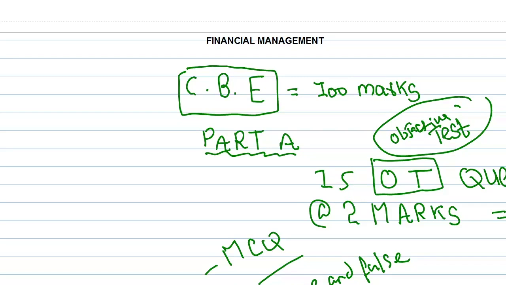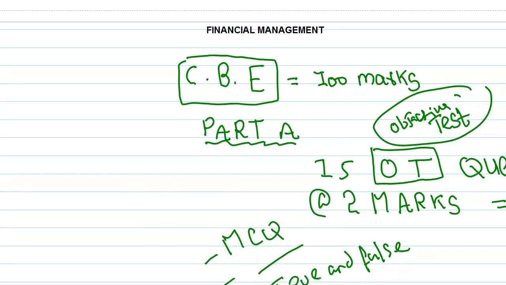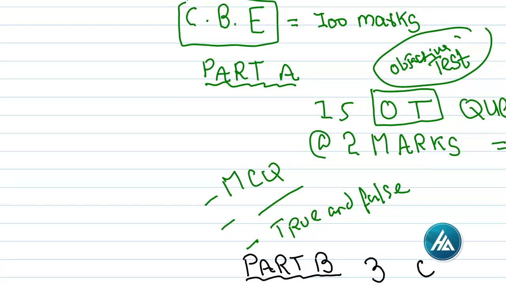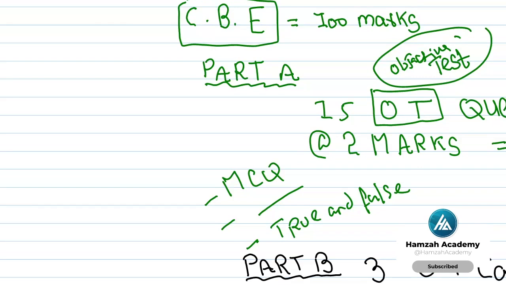You will have 15 objective questions in section A of the financial management paper, and the total marks will be 30 marks. Then after section A, the next section, the next part of the computer-based exam of financial management will be section B, part B. In part B, we will have 3 objective test case studies.